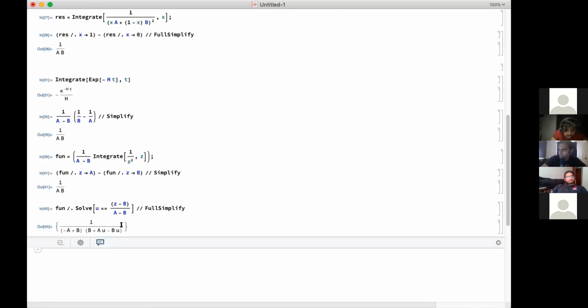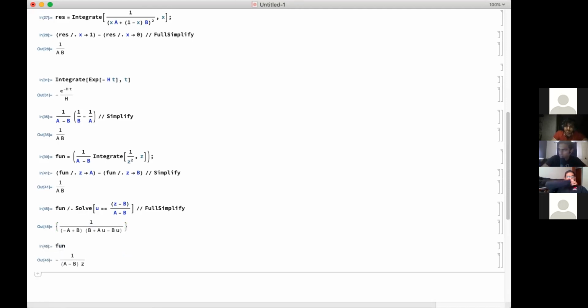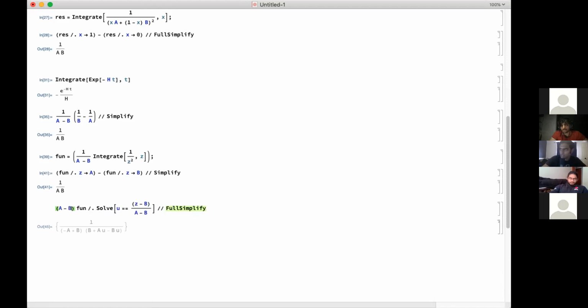So what's the Jacobian of the change of integration? I have this function, so it's dz. I need to change dz to du, and that comes at a cost. So du is dz over a minus b. So let's see what happens if I multiply the function by a minus b. Great.